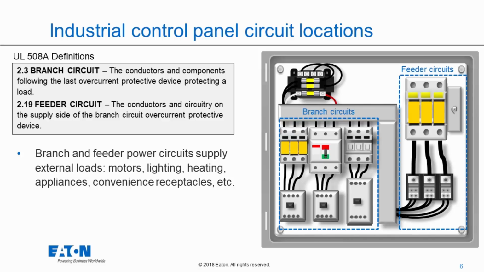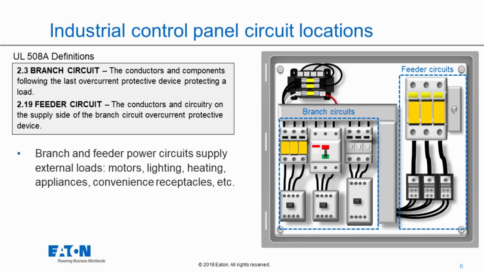And by overcurrent protective device, generally that's a breaker or a fuse. But in an industrial control panel, sometimes it's something like a manual motor protector, right? It's where that short circuit protection is in my circuit. So I go up until I hit that, and everything that's in between, that's all part of my branch circuit. My feeder circuit is anything that supplies a branch circuit. So if it's on the supply side of my branch circuit, that's part of the feeder circuit.